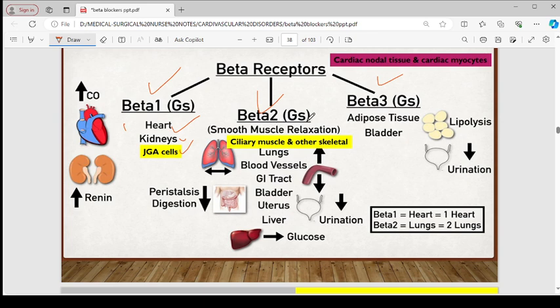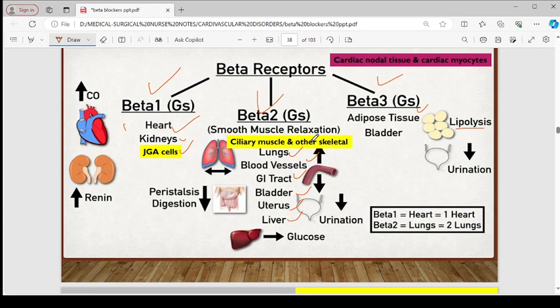The beta-2 receptors are found in the ciliary muscle and other skeletal muscles, along with the lungs, the blood vessels, the GIT, the bladder, the uterus, and the liver, right? And this normally enables smooth muscle relaxation. Beta-3 receptors are majorly found in adipose tissues and the bladder, and they also help us in the process of lipolysis, right?